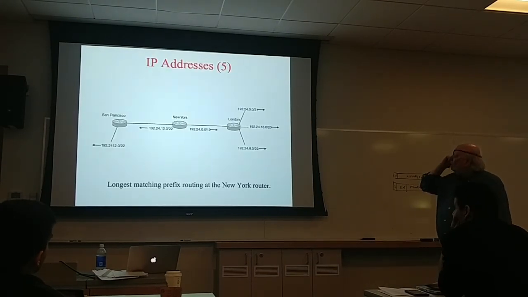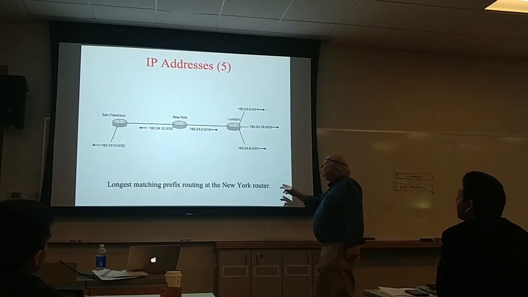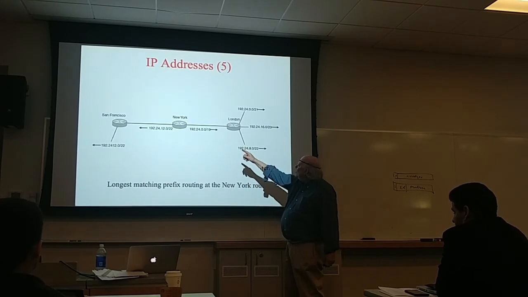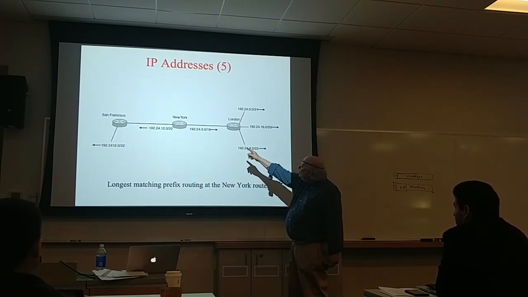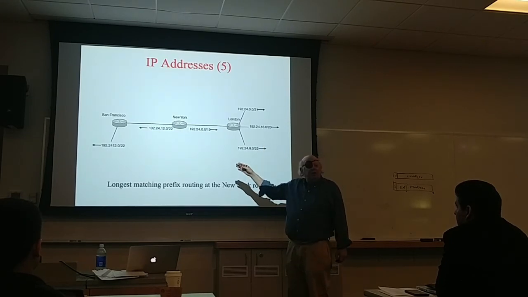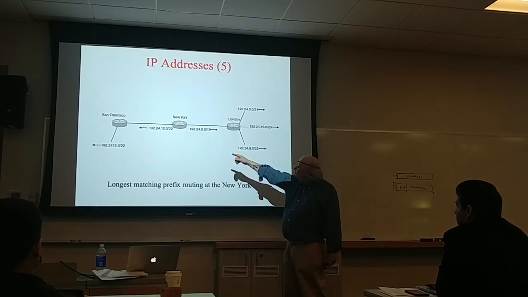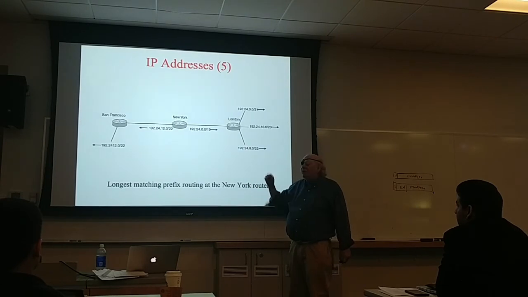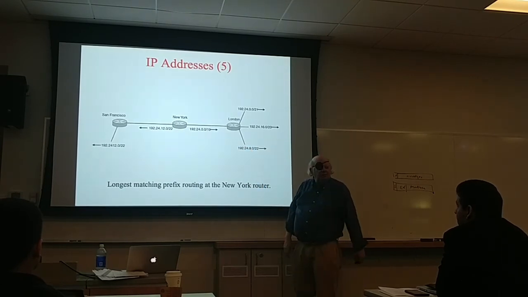Okay, so what we want to do is look for the longest matching prefix routing it to the New York router. So we start in San Francisco, and we see 128.24.0, 128.24.12. So we look for the longest one we can match, which is going to be 12. We send those that way. The others we send this way.